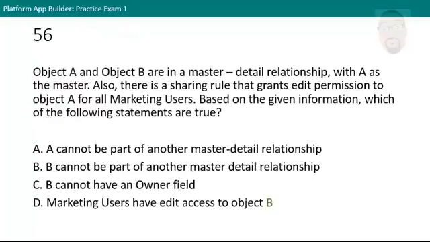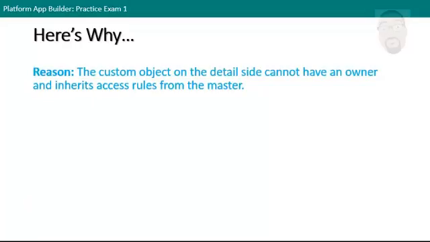Object A and Object B are in a master detail relationship, with A as the master. Also, there is a sharing rule that grants edit permission to Object A for all marketing users. Based on the given information, which of the following statements are true? Object B cannot have an owner field, and marketing users have edit access to Object B. The custom object on the detail side cannot have an owner and inherits access rules from the master.